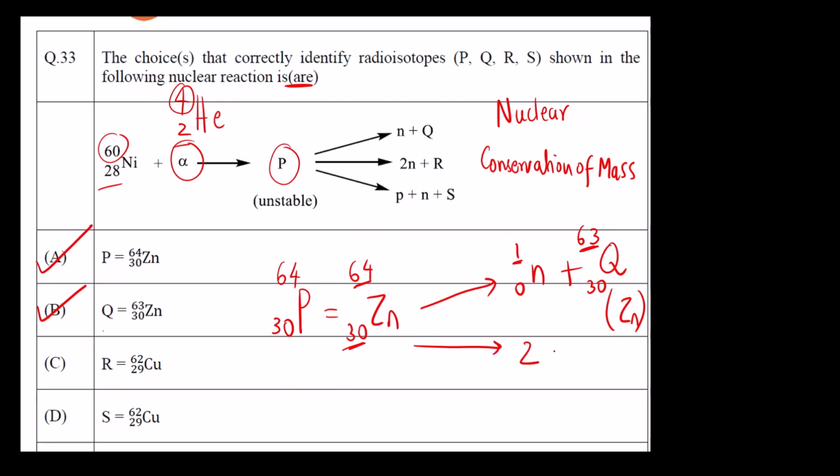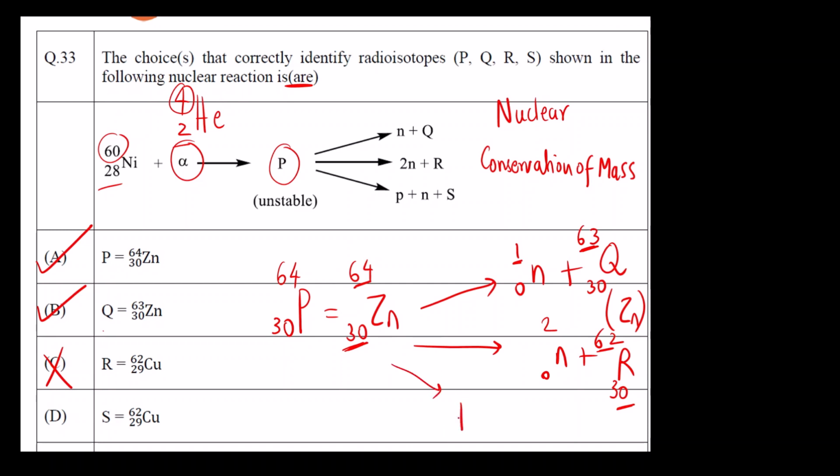Next, there are two neutrons. So 64, this will be R. 64 plus 2 into 1, for understanding we can write this as 2. So 2 plus what will give us 64? 2 plus 62 will give us 64, and 30 plus 0 will be 30. So R is 62 and 30. R is 62 and 29. So this is incorrect.